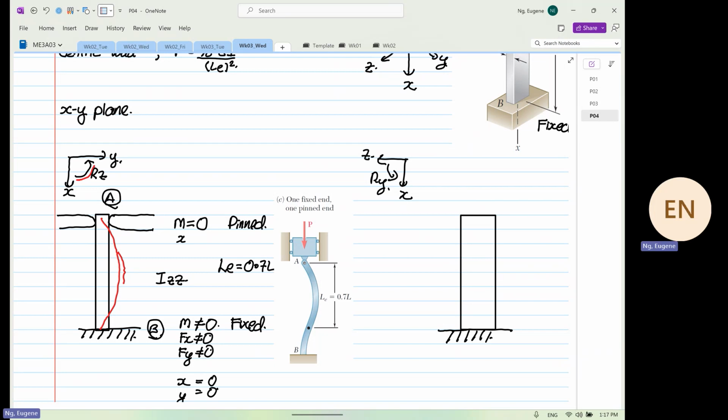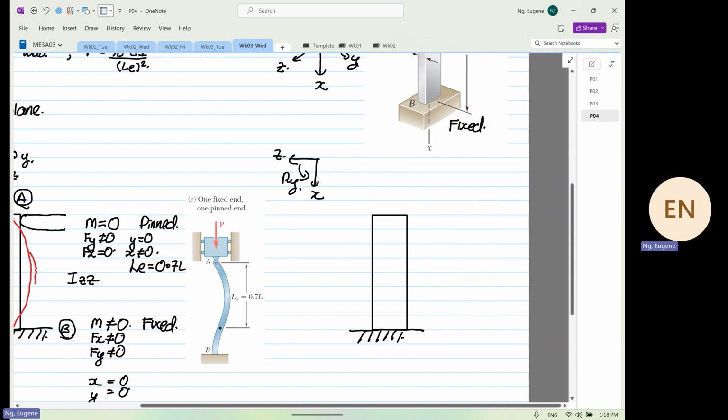Okay. So for this case, I have to be careful over here. Fy is not equal to 0. Fx is equal to 0. This is because y is equal to 0. X is not equal to 0. Okay? Thank you for clarifying that for me. You get a pint of beer.